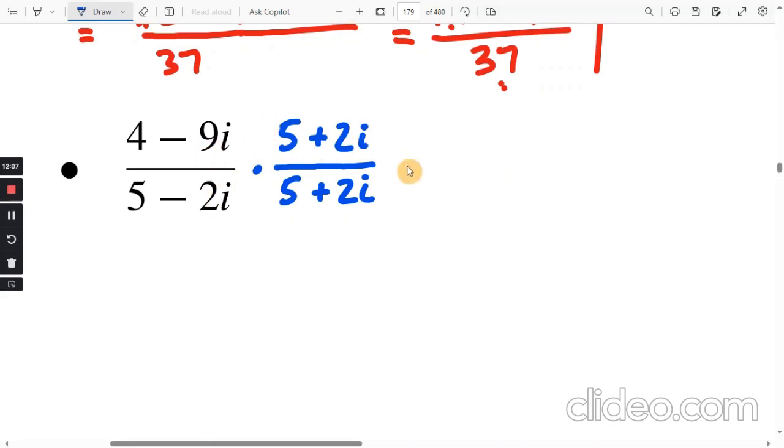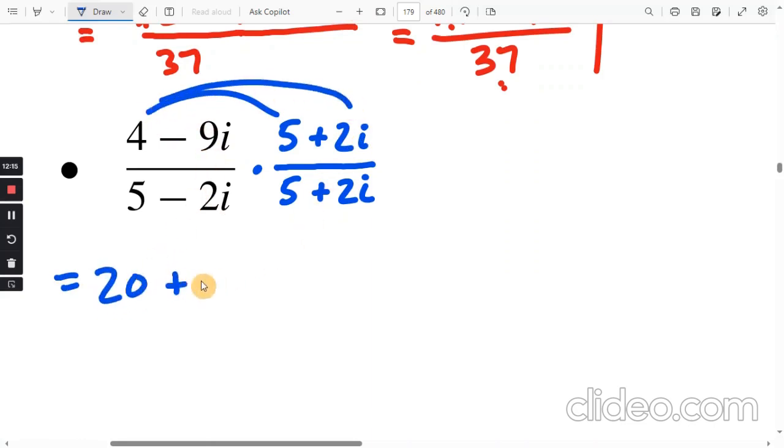Distributing on top, 4 times 5 is 20. 4 times 2i is 8i. Negative 9i times 5 is negative 45i. Negative 9i times positive 2i is negative 18i squared.